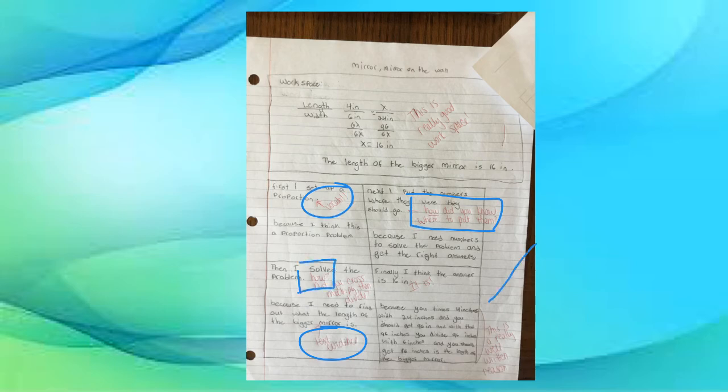But here's what I want you to pay attention to right here, their very last reason, because wow, this is an amazing reason. It says because you times 4 inches with 24 inches, and you should get 96 inches. And with that 96 inches, you divide 96 inches with 6 inches, and you should get 16 inches is the length of the bigger mirror. That is amazing. So this person has a problem-specific reason. This reason is not going to work for any other problem, but this one, that is amazing.